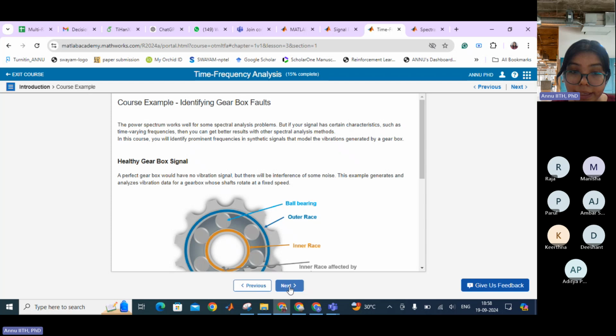So let's see some of the examples, which is one of the good examples given in my MATLAB. That's why I kept this. So this course example is to identify the gearbox faults.